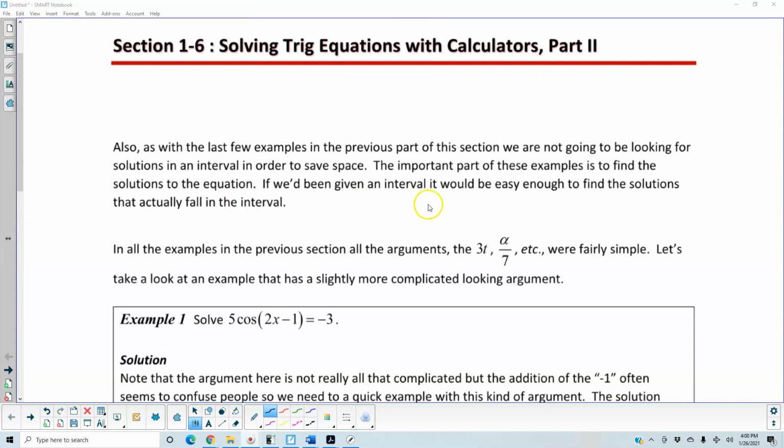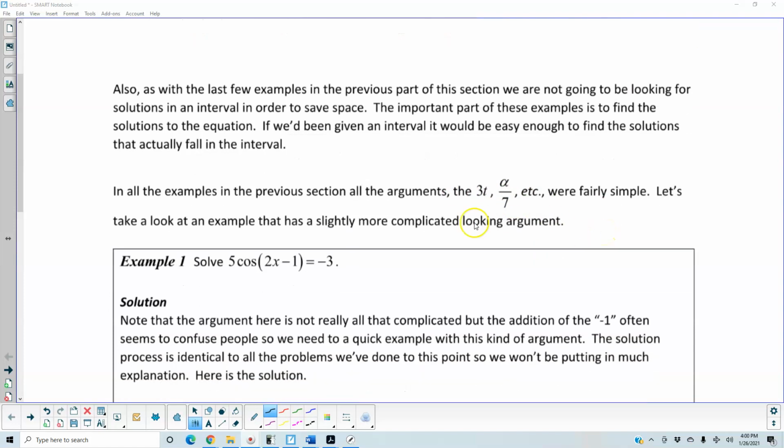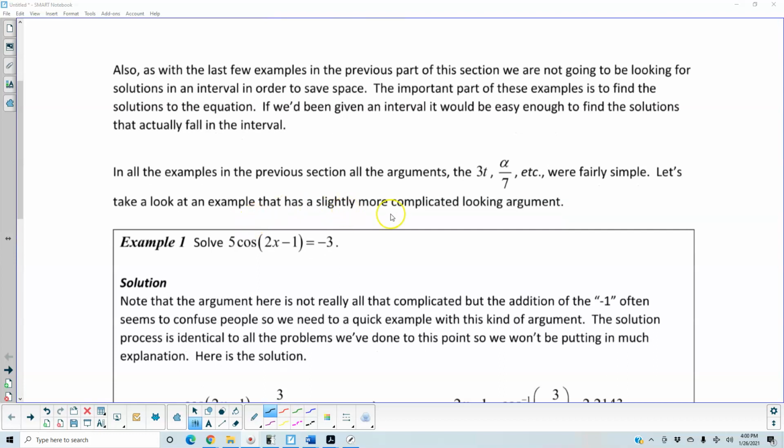If we'd been given an interval, it would be easy enough to find the solutions that actually fall in the interval. In all the examples in the previous section, all the arguments, the 3 times t, alpha divided by 7, etc. were fairly simple. Let's take a look at an example that has a slightly more complicated looking argument.